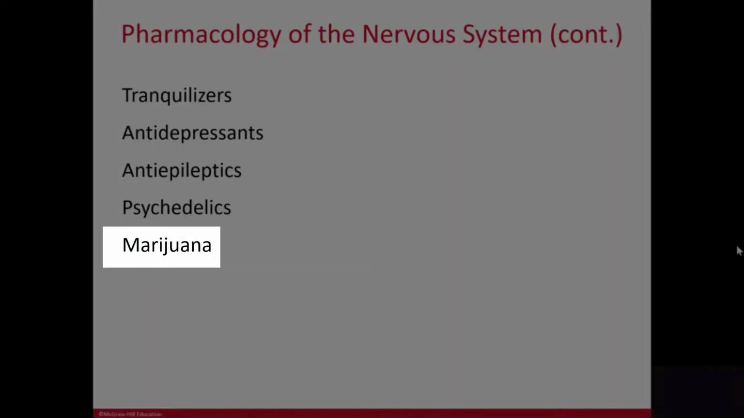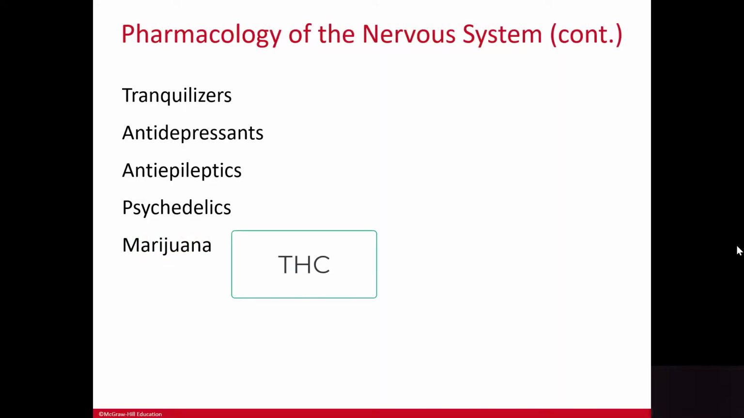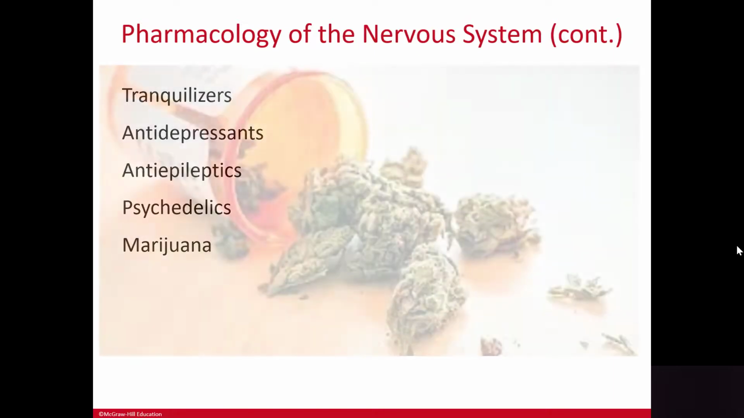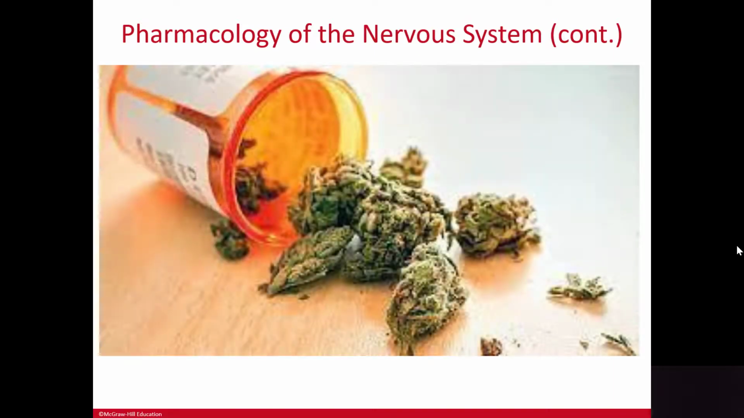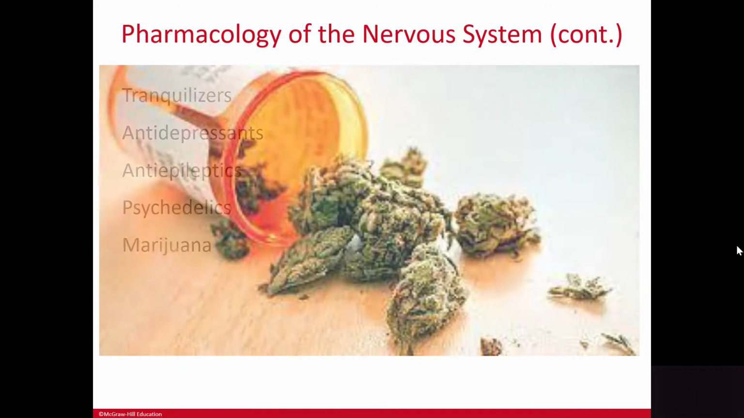Marijuana's active ingredient is tetrahydrocannabinol, or THC, which produces the drowsiness of sedatives and the pain-dulling effect of opiates. It has many medical uses and has become legal for recreational use in several states.